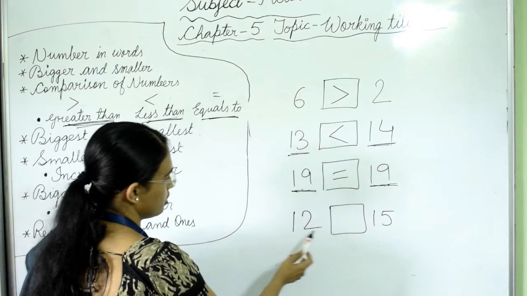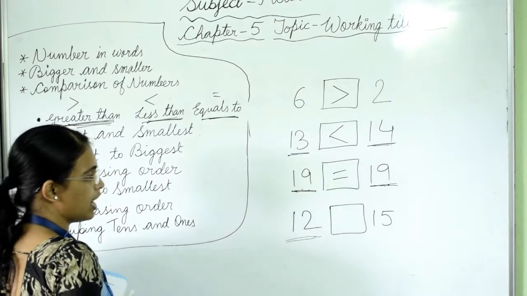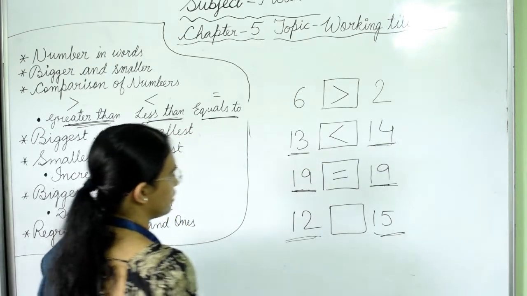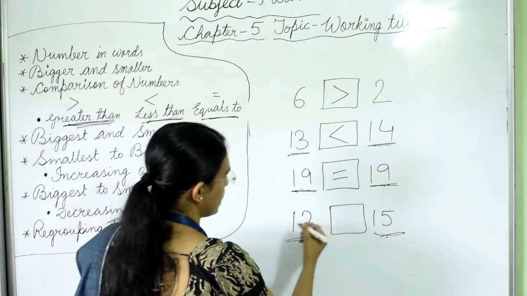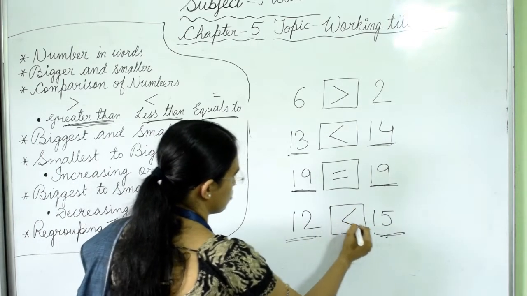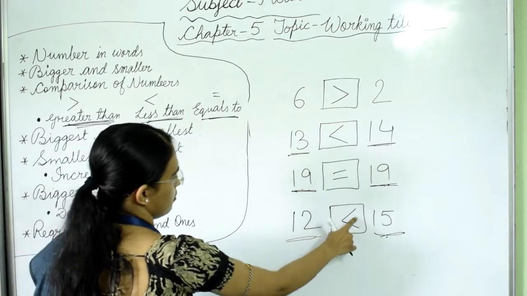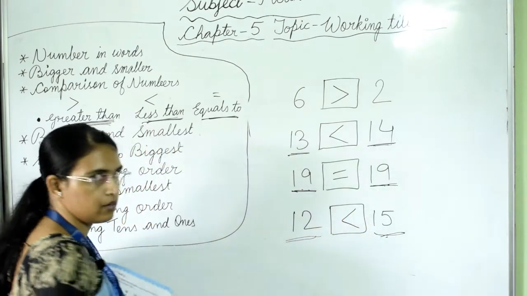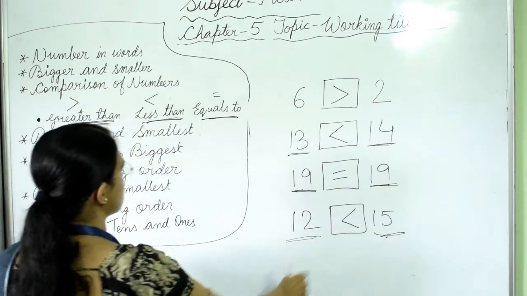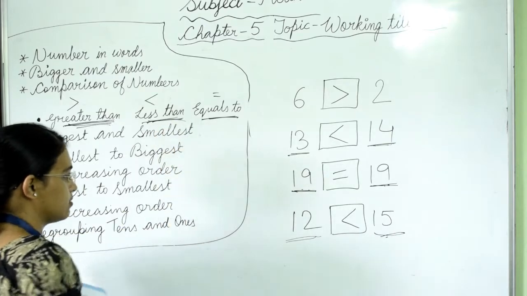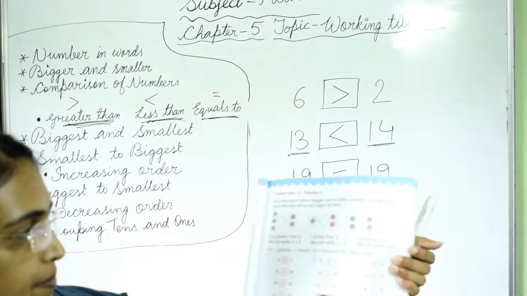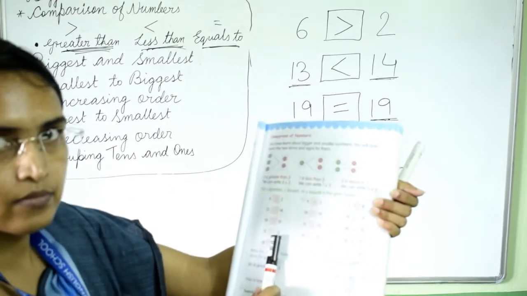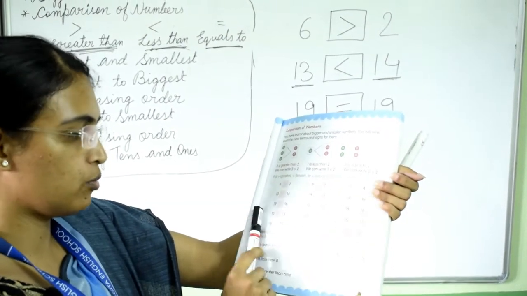Now in this question, on this side we have 12 and on the other side we have 15. So which one is the bigger number? 15. So we have to use which sign? This one, because the fish wants to eat the bigger number, right? So this one is which sign? Less than sign. So in this way you have to do this part. This part is your homework.